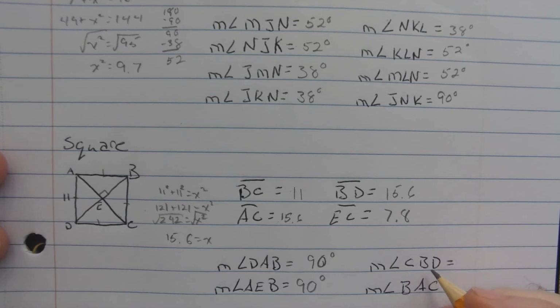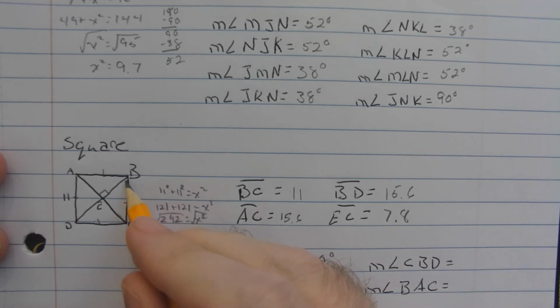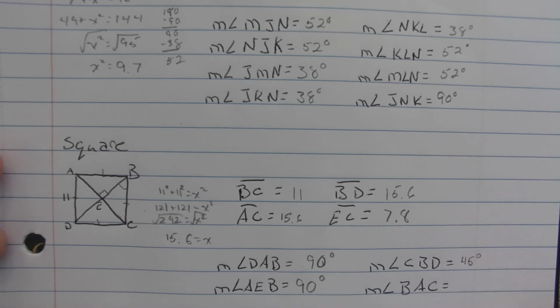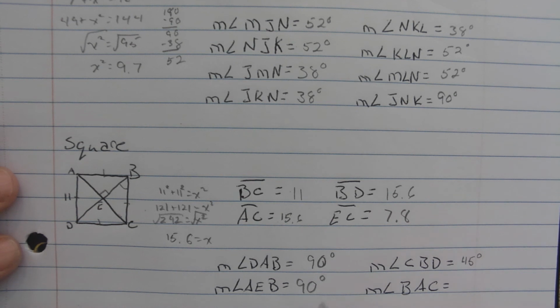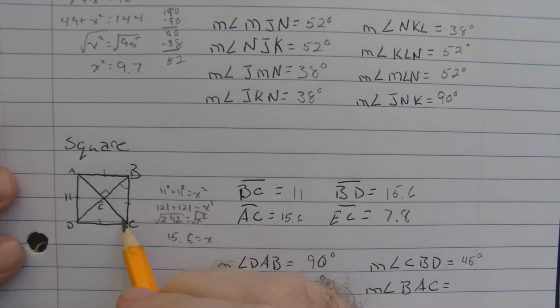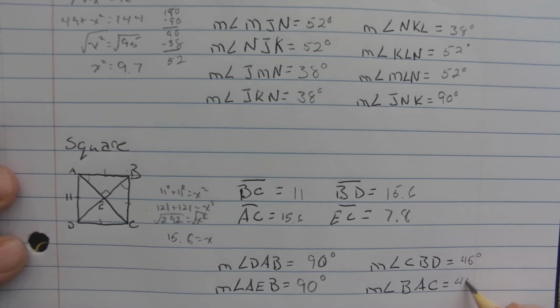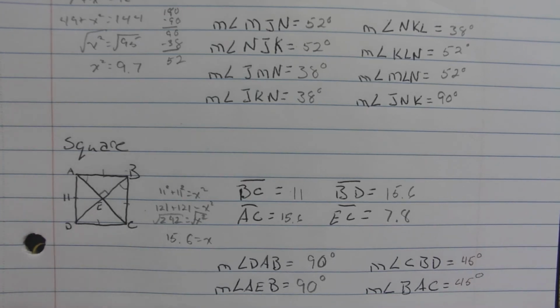And angle CBD, so right here, is going to be 45 degrees because the diagonals bisect the opposite angles. So that means it cuts it in half. So half of 90 is 45. And so BAC would also be half of 90, so also 45 degrees. And that's everything we're doing today. So it should be a fairly easy day.